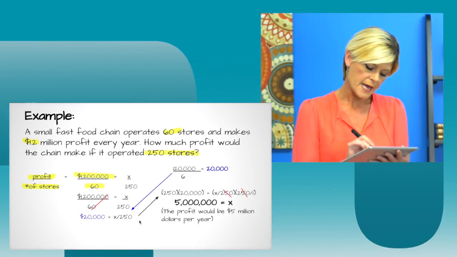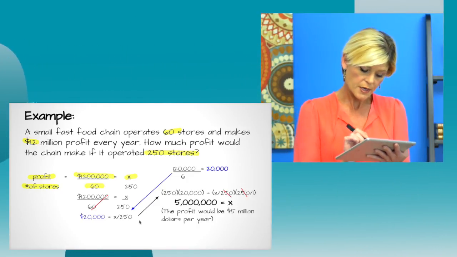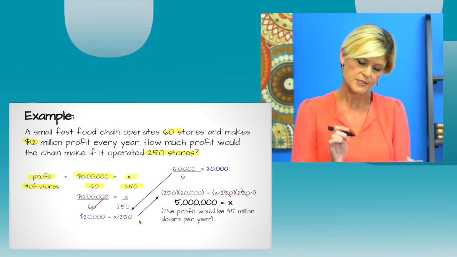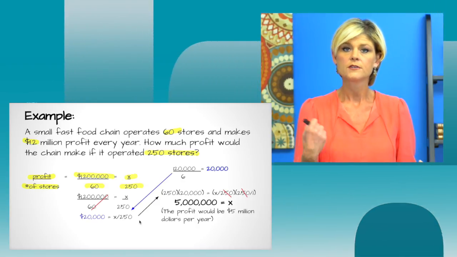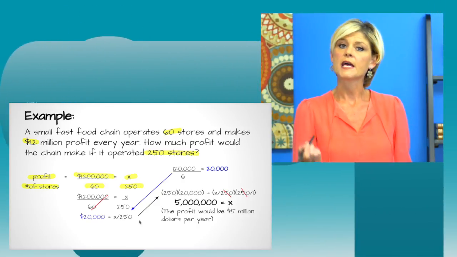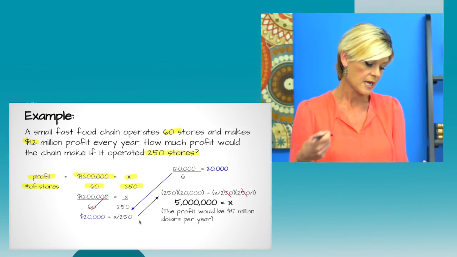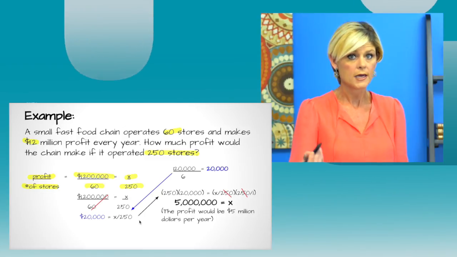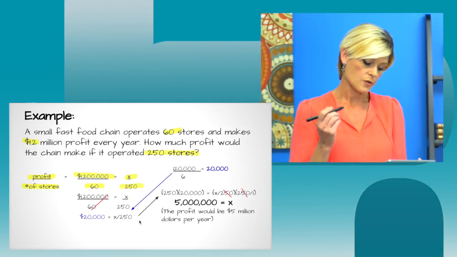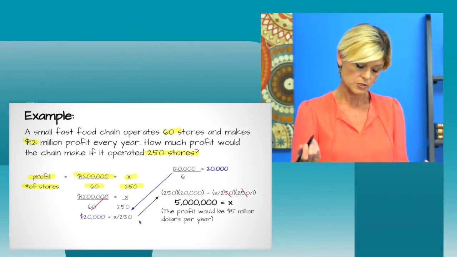Now, I'm going to put X in the numerator above the value of 250. Now, 250 represents the 250 stores, and the X is the unknown. That's the variable. That's what I'm looking for because I'm trying to figure out how much they would make if they actually had 250 stores.